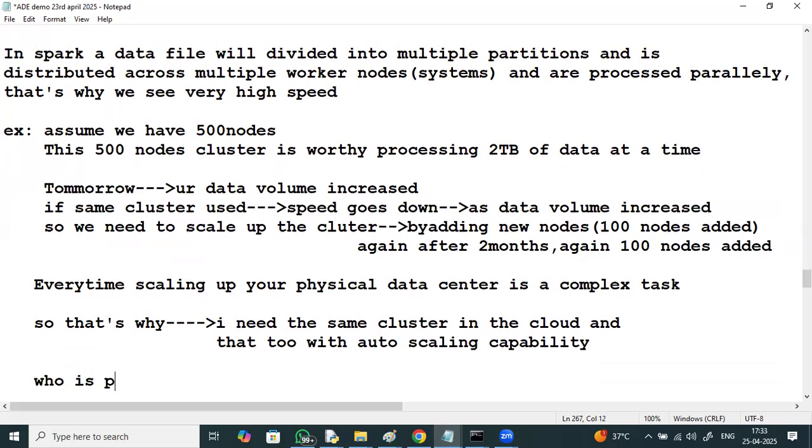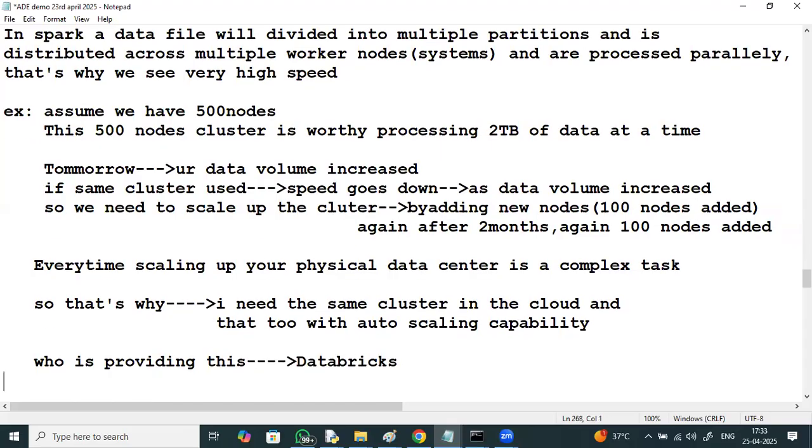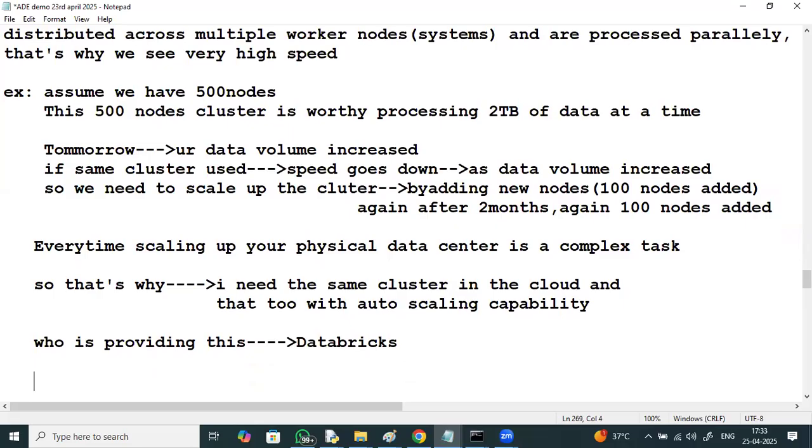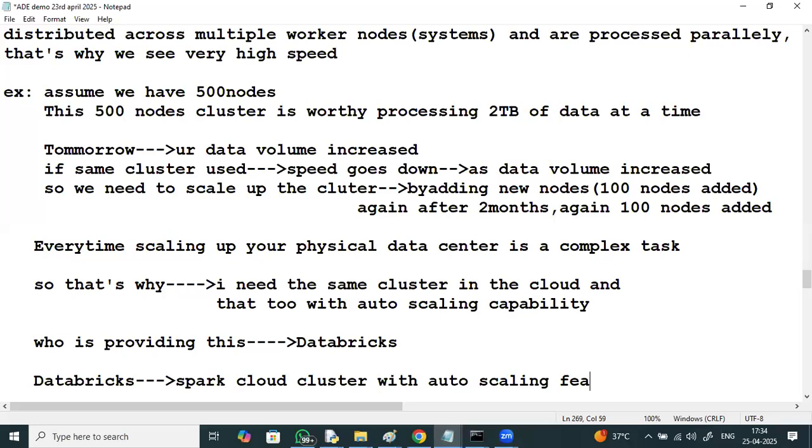Who is providing this? Databricks. Databricks provides a Spark cloud cluster with auto scaling feature.